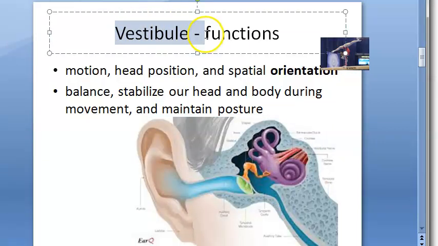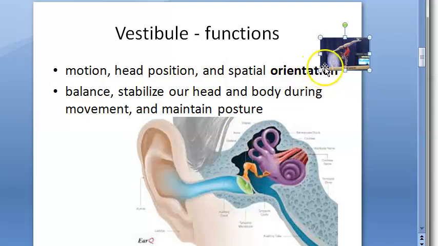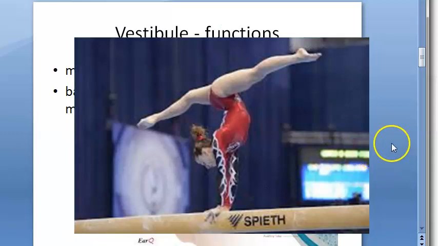The functions of the vestibular apparatus: motion, head position, spatial orientation, balance, stabilizing the head and body during movement, and maintaining posture. You can summarize it like this. So this is the vestibular function. Not only does our inner ear do this vestibular function, it also helps in hearing. So there are two functions to the ear. That much you have understood.